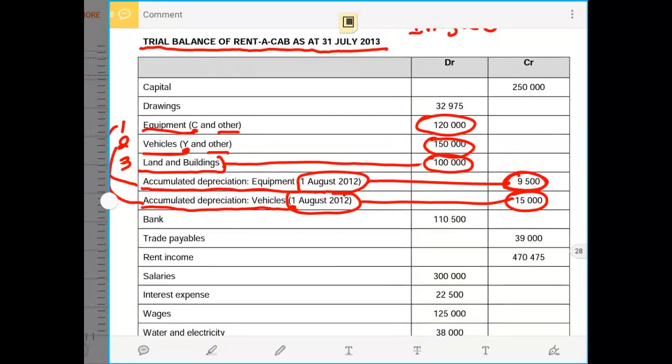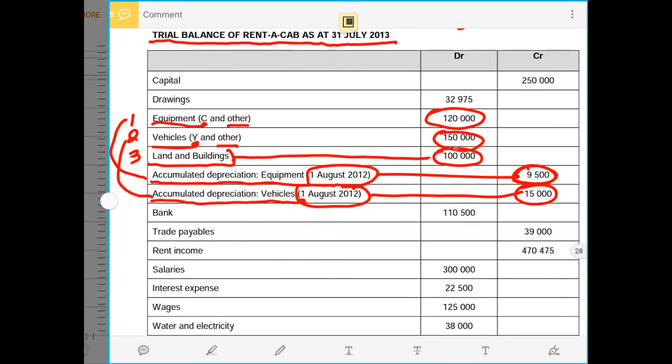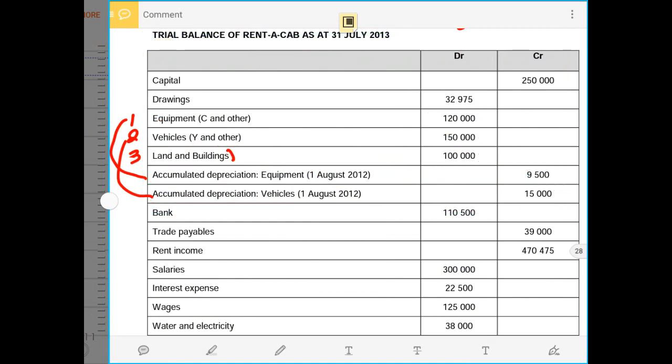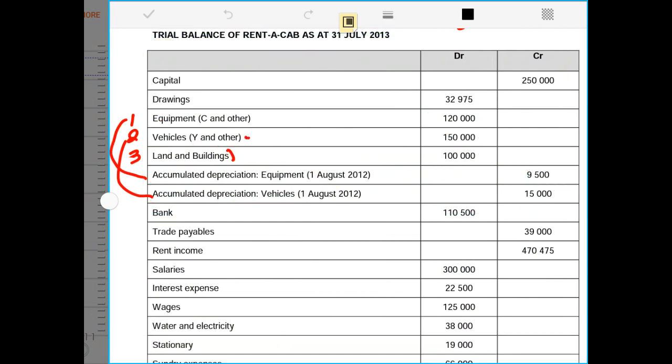Let us check our vehicles in the trial balance. Under the trial balance, we have an amount of vehicles which is a total of 150,000 rands. So now that means the 50,000 of vehicle Y is already included there. That means this 150,000 rands is not the opening balance in the beginning of the year, but it already includes the purchase of vehicle Y amounting to 50,000 that was bought during the year.